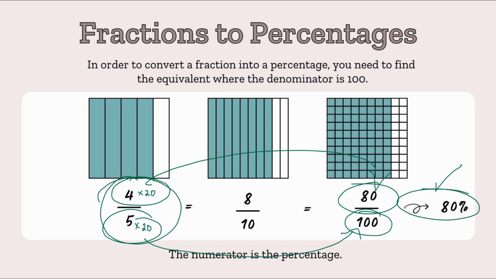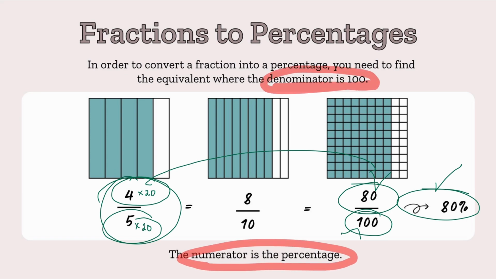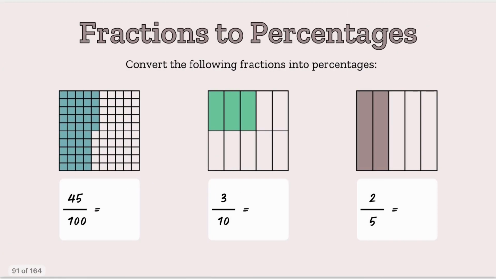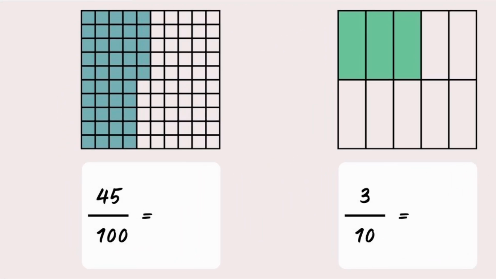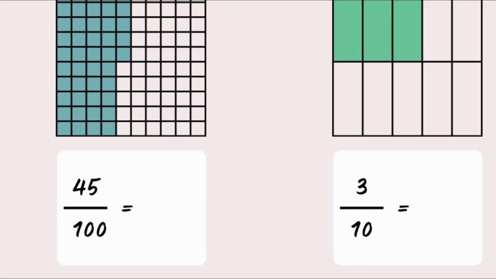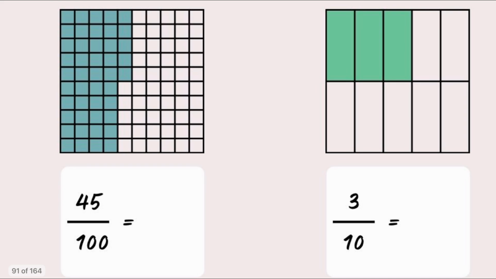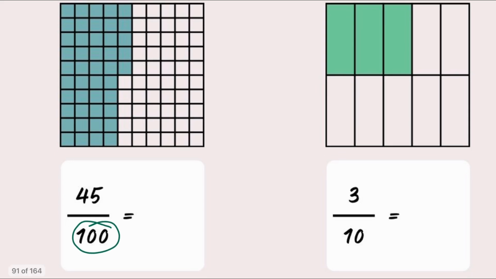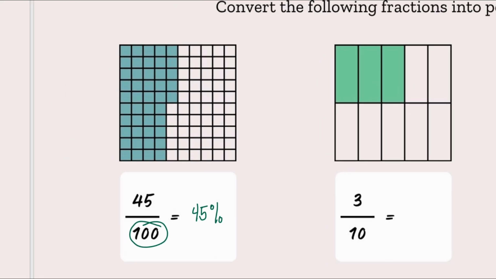Always remember that if we are converting a fraction to a percentage, make sure that your denominator is 100, whereas your numerator is the percentage. Now let's try to answer the following diagrams here. We have to change the fraction into percentage. The first fraction is 45 hundredths. Since the denominator here is already 100, we can say that this is 45% because the numerator is always your percentage.